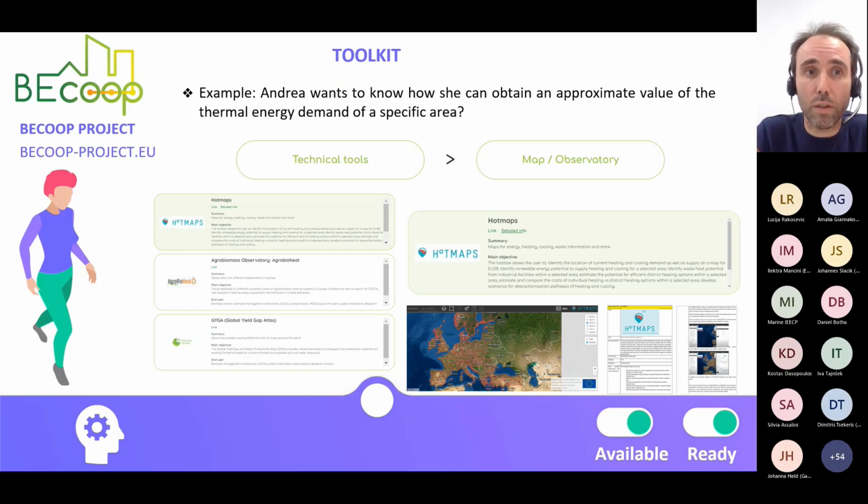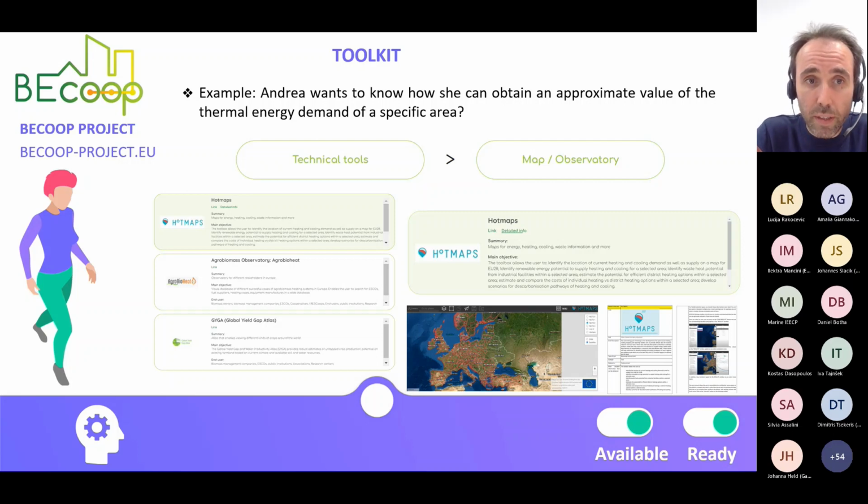So here is an example that you can find in the toolkit. Imagine our character Andrea wants to develop, for instance, a district heating. She has contacted an energy service company, and she needs to find out a global number for the heat density of the municipality where she wants to install a district heating. So she can go to the toolkit. Obviously, this is a technical issue, so she goes to the category of technical tools, and after that she clicks on maps observatories.